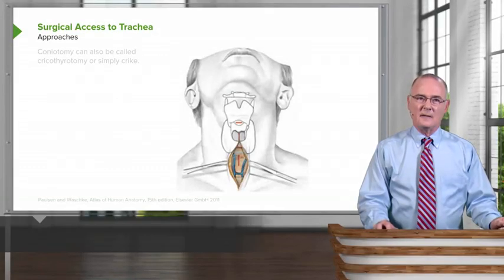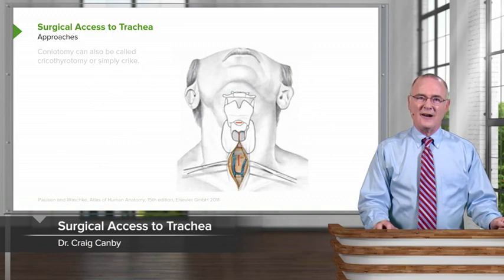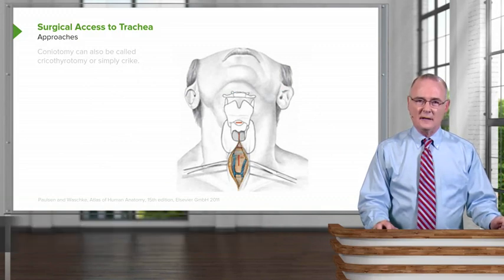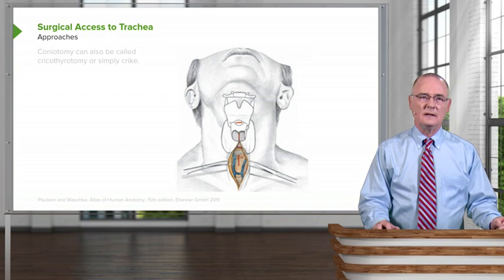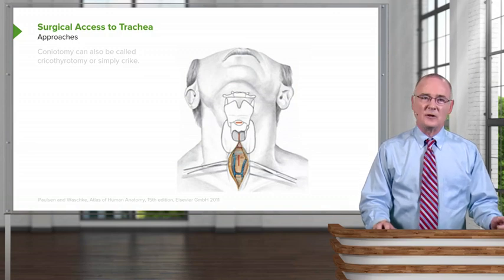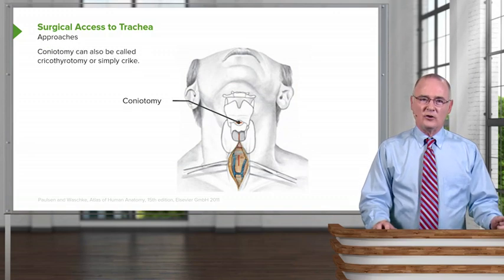Our next area to take a look at is surgical access to the trachea. This may be necessitated when one cannot intubate and you need to provide ventilation to an unconscious patient or even a conscious patient. Several approaches.